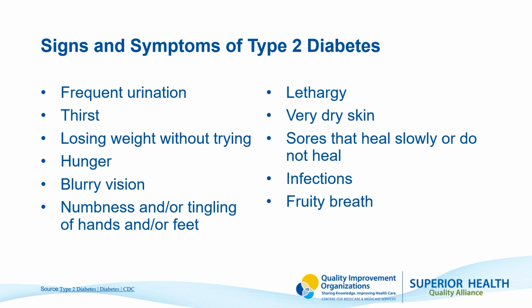Signs and symptoms of type 2 diabetes. There are several, the biggest of which is frequent urination, where you feel the need to go every 10 or 15 minutes. Thirst, feeling extraordinarily thirsty or having a very dry mouth, is a big sign. If you're losing weight without even trying, this typically happens when your blood sugar levels are very high. Constantly being hungry, having blurred vision, numbness or tingling in the hands and feet, and several others as listed here.